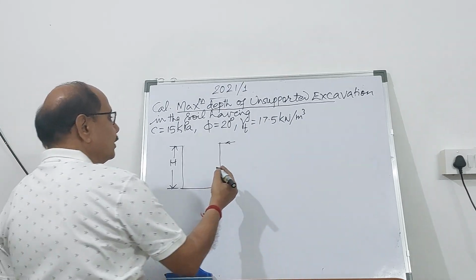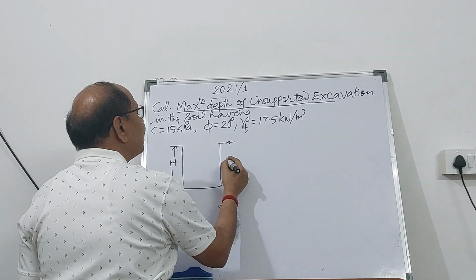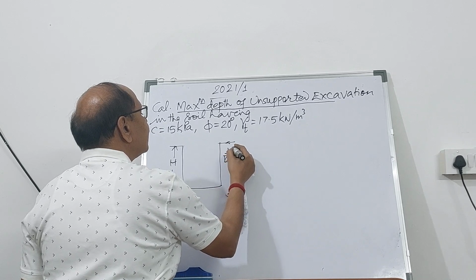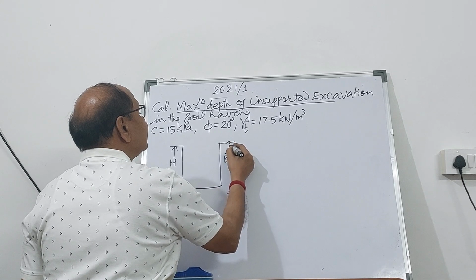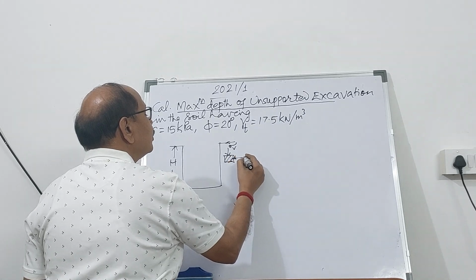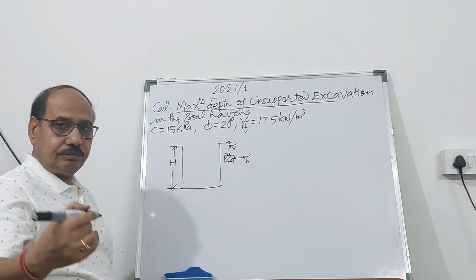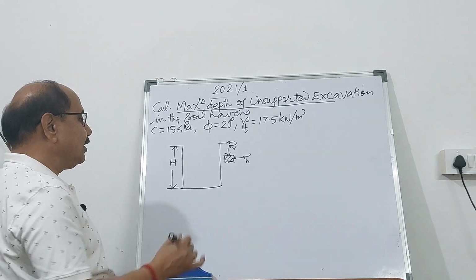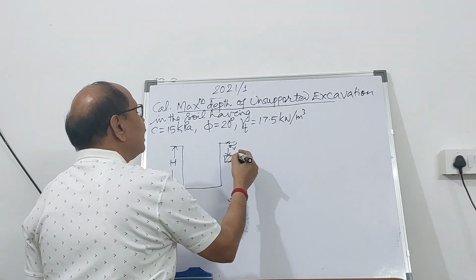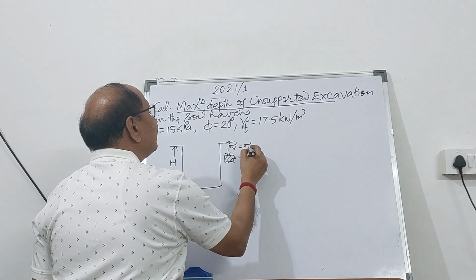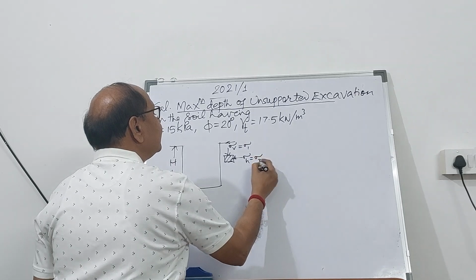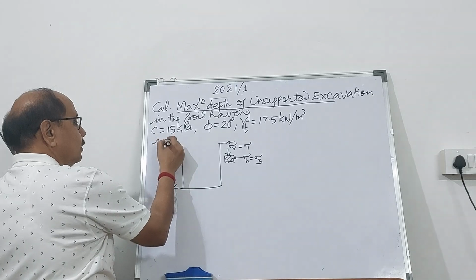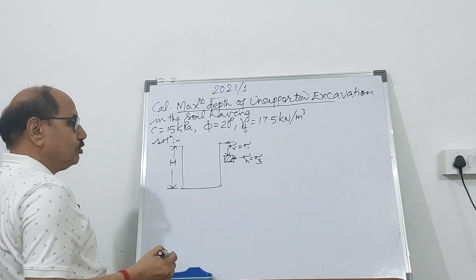So if you take any element of the soil, it is acted upon by the vertical pressure, and also there is going to be horizontal pressure in the lateral direction. The vertical pressure is always more than the horizontal pressure. You can say it is the major principal stress, and this is called the minor. So I am talking about the solution part. How to find out the value of H?